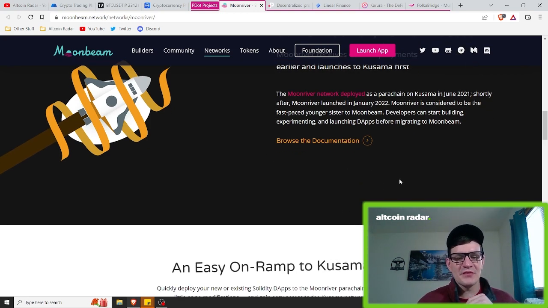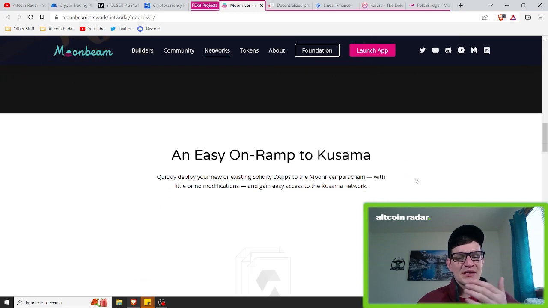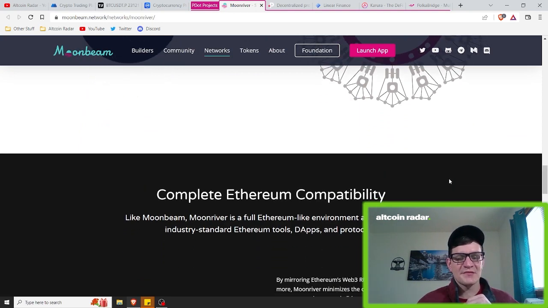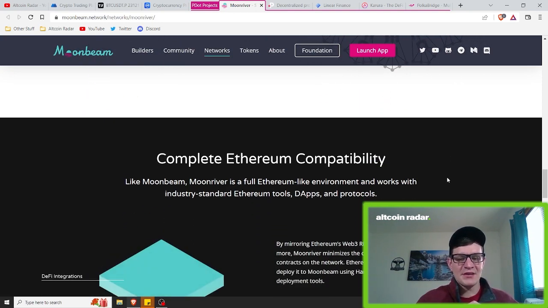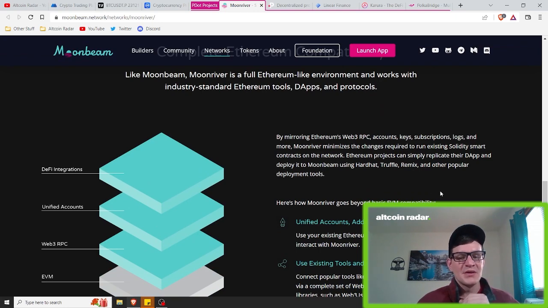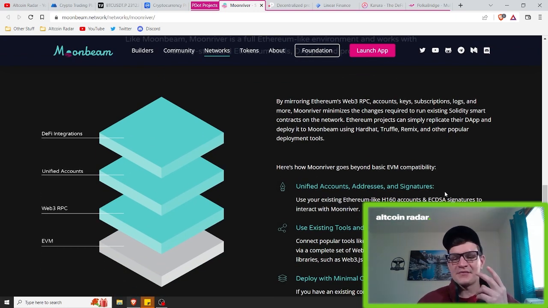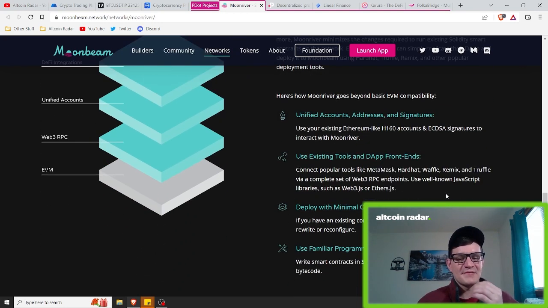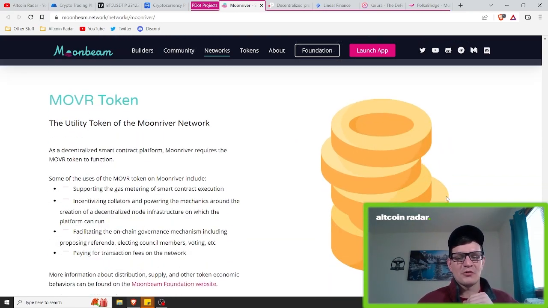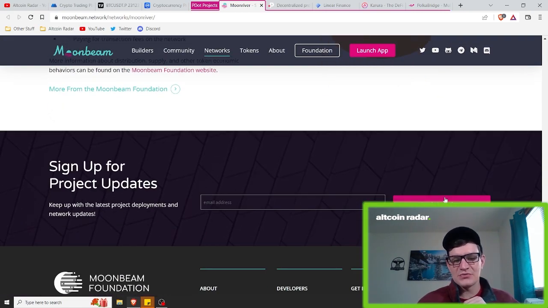Now, as far as Moon River's MOVR token is concerned, it plays a key role in maintaining and operating the Moon River network, and it's used for paying transaction fees, supporting smart contract execution, and facilitating Moon River's on-chain governance mechanism as well. Overall here, Moon River shows some pretty good long-term earning potential as dApps, NFTs, and other projects continue using it. Its efficient design and features alone add many advantages to developers across the globe.